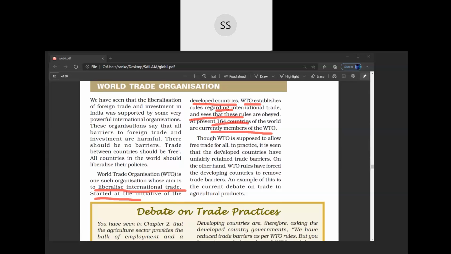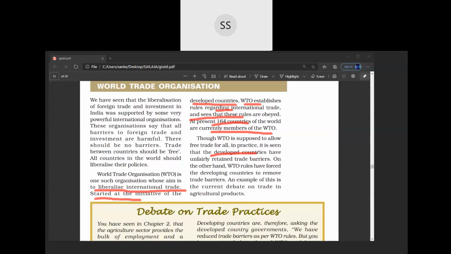WTO is partial with the developed countries. Do you know what you mean by partiality? I know everybody knows what is partiality. So WTO is partial to developed countries. That means there are many developed countries like Britain, France, and many European countries, US, Russia. They don't allow free trade because they don't want their producers to go in loss. Then also WTO is not able to do anything against them because WTO is funded or given money by these countries.